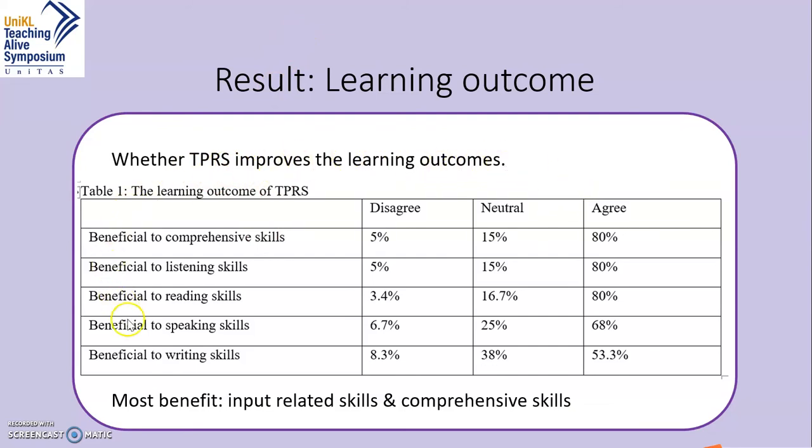So from this table 1, we can see that TPRS actually is very beneficial to students' comprehension skills, listening skills, and also reading skills, with 3 of them actually scoring 80%, where students agree that this TPRS actually benefits them in these 3 skills. Whereas it is actually lower when it comes to speaking skills and writing skills.